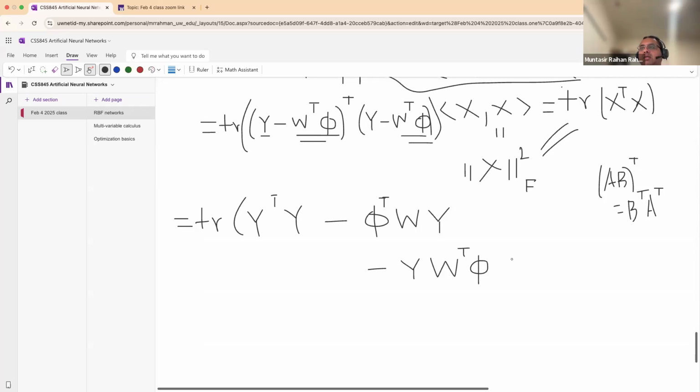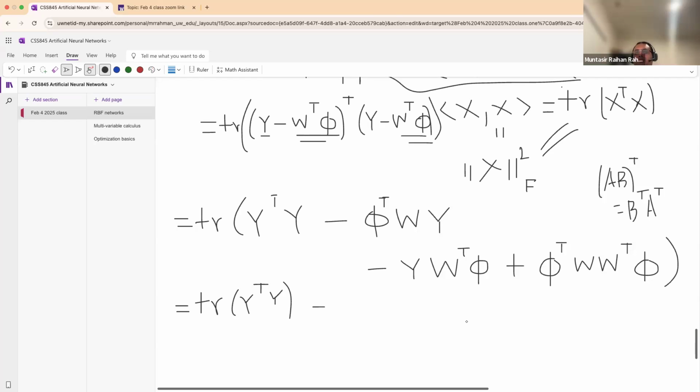And then finally, I take this term and this term. There is a minus and minus, so it's going to be plus. If I take the transpose of this, I get phi transpose W transpose, and then I have a phi here. Okay. And then I can take the trace separately on each of these matrices. So this will be Y transpose Y minus.